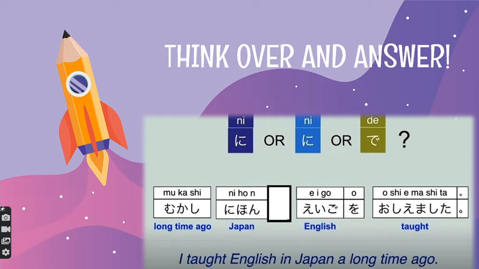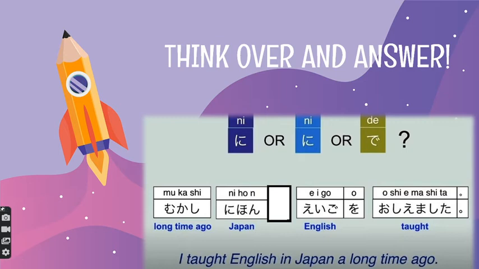Mukashi, nihon blank, eigo o oshiemashita. Okay, mukashi is a long time ago. Nihon is Japan. Eigo is English. And eigo is the object which you are teaching, so it's marked with the particle o. If you want more information, you can check out that video which I told you at the beginning of the lesson. And oshiemasu is to teach, and oshiemashita is the past form of oshiemasu. So teach will become taught. Okay. So long time ago, I taught English in Japan.